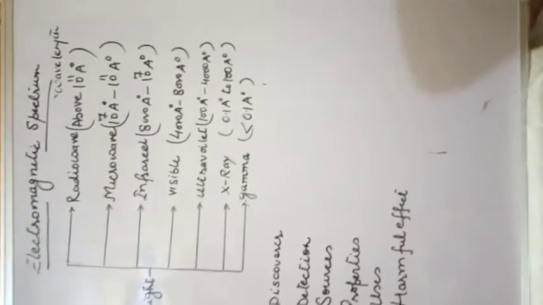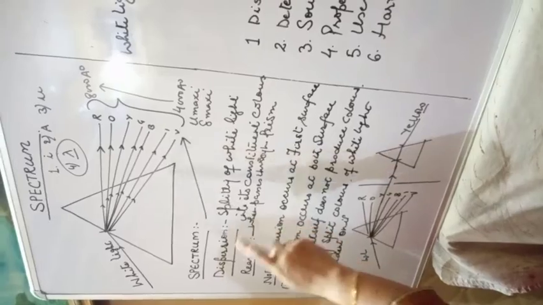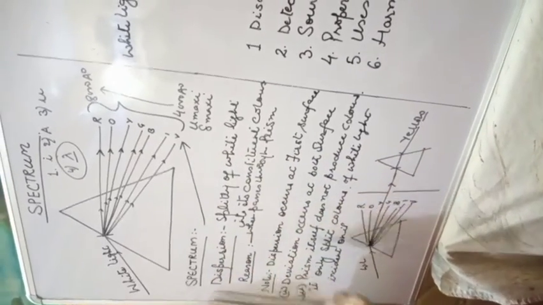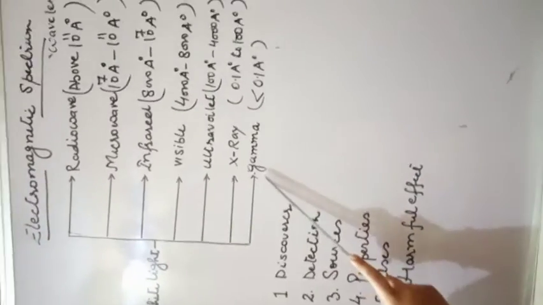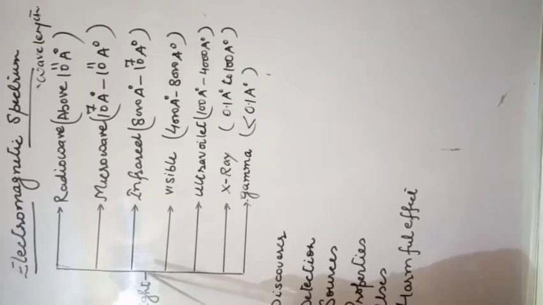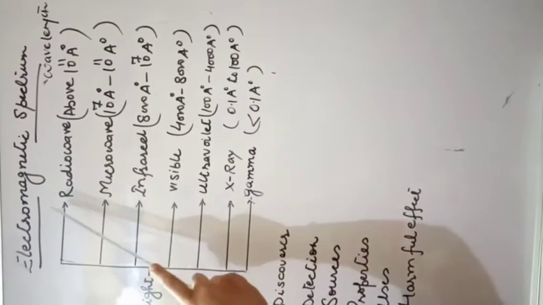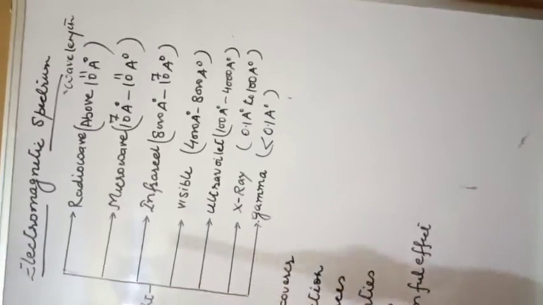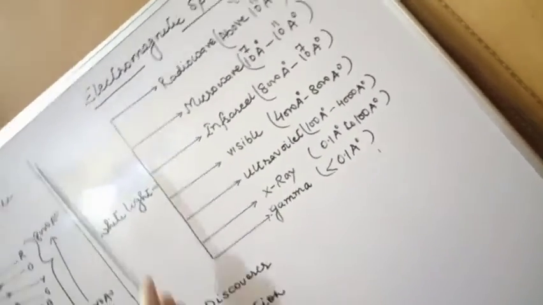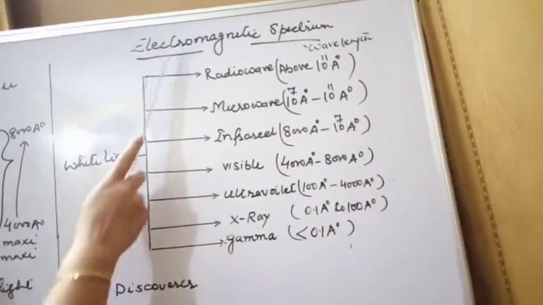We have studied under the heading spectrum that white light splits into 7 colors. It doesn't mean that white light contains only and only 7 colors. So apart from these 7 colors, white light contains all these other things. So one sunlight, one white light contains all these things. This band is called electromagnetic spectrum. Now we will do the detailed study of this electromagnetic spectrum.